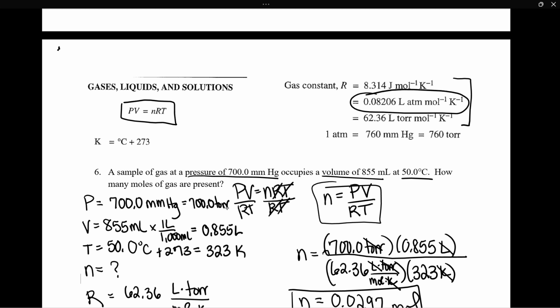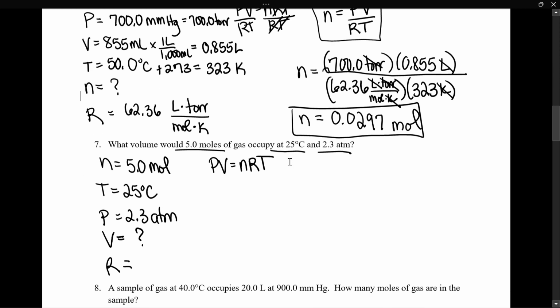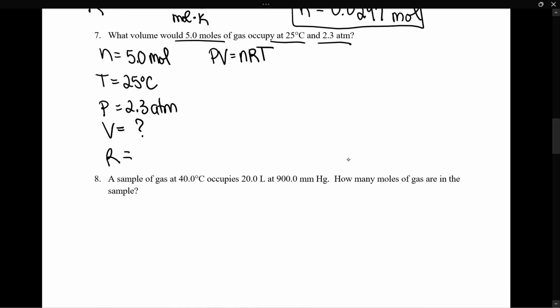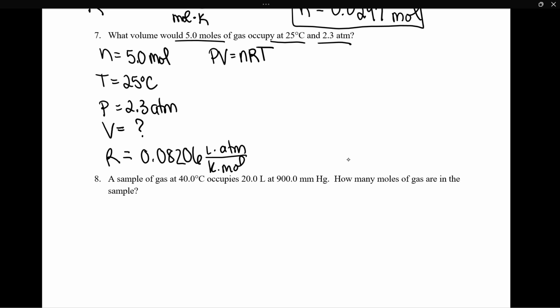So this time I want to use this R value, 0.08206. So my R value, again, from my equation sheet, is 0.08206 liters times atmospheres divided by Kelvin times moles. And I want to rearrange this equation to solve for V. So V equals nRT over P.